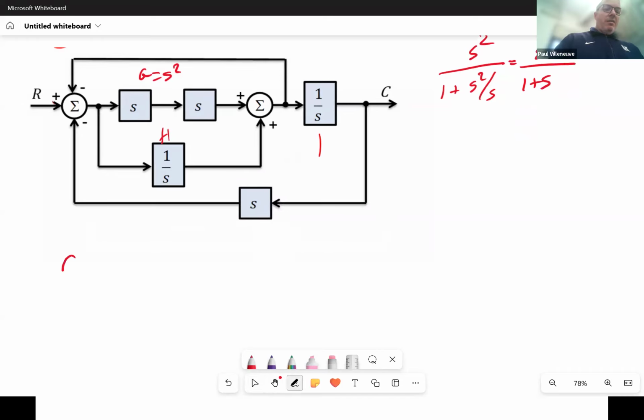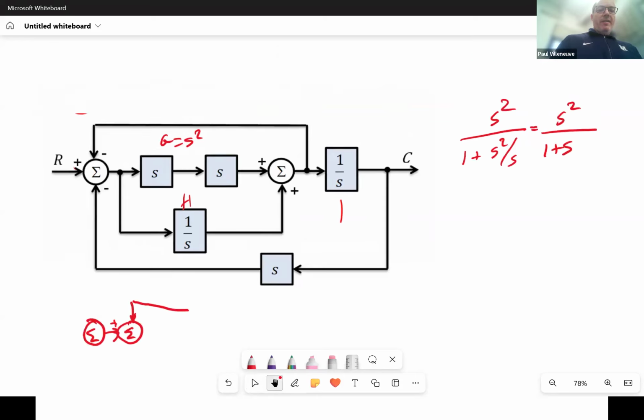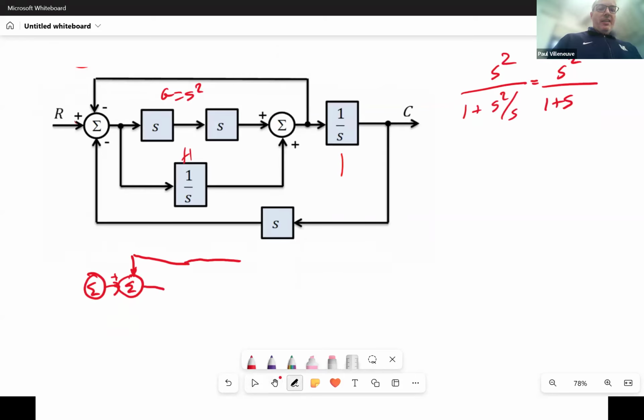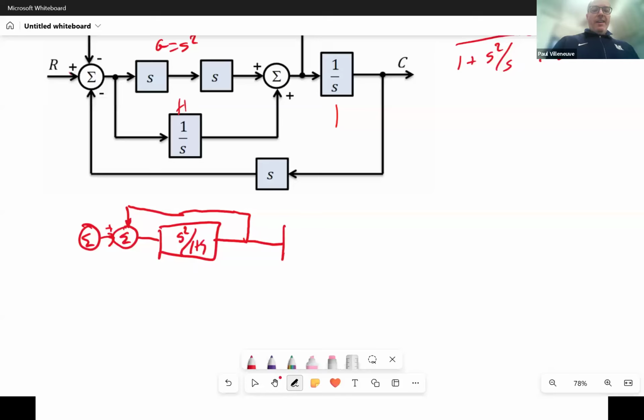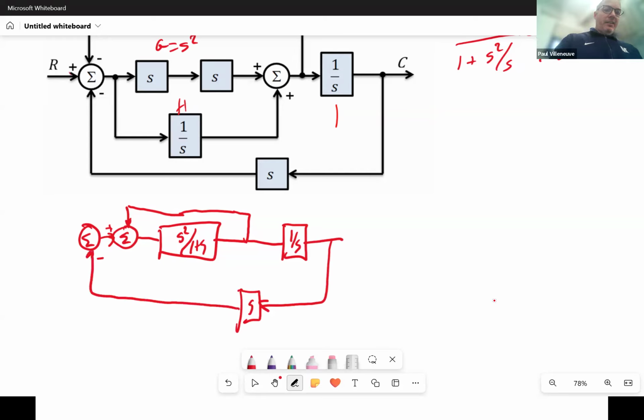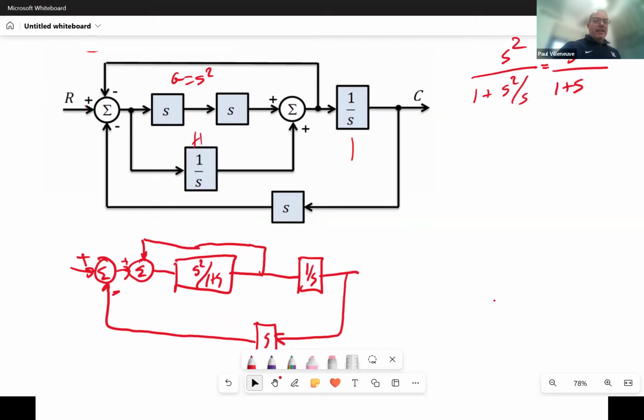So now I'm going to break my summing junction up into two separate ones. And I'm going to come in overhead here. This block is S squared over 1 plus S. I'm going to steal from that location. Then I'm going to run 1 over S, multiply that by S. And I've got a simplified network, right?